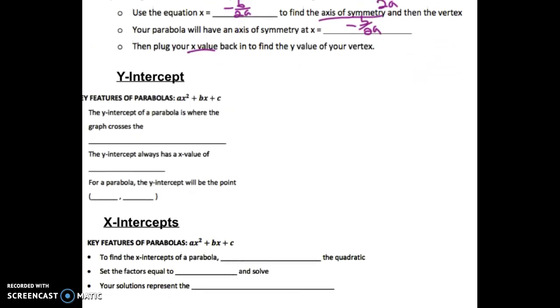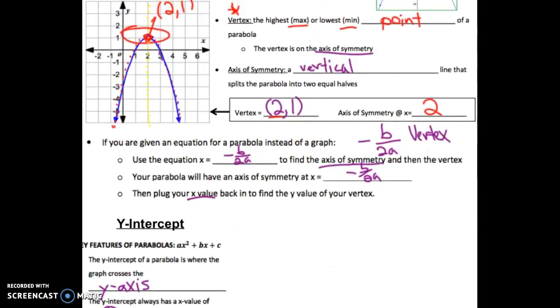Now, two other pieces of information that matter about a parabola. The y-intercept. The y-intercept of a parabola is where the graph crosses the y-axis. The y-intercept always has an x value of 0. So let's look at this graph. This crosses the y-axis, the vertical axis, at this point here. That point is 0, -3. So the y-intercept will always have an x value of 0.